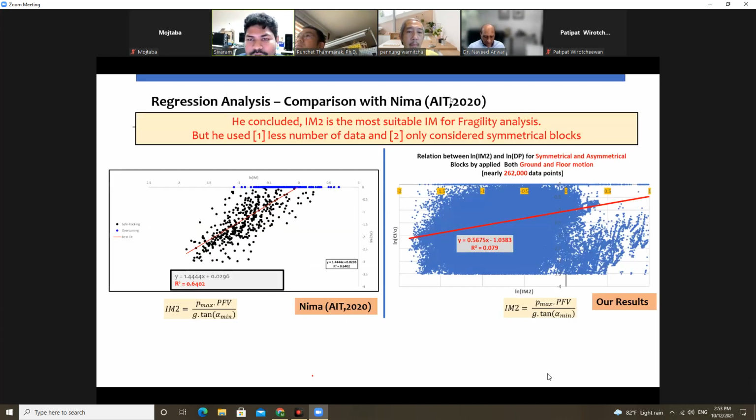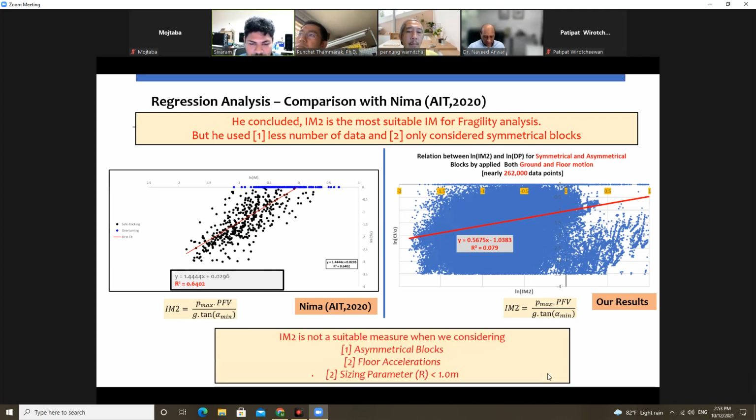And this is the comparison with our last year senior. He has only a small amount of data, and I am not sure whether he used it only for the ground acceleration or floor acceleration. But here we consider both ground and floor acceleration, and it's almost 0. So intensity measure 2 is not the best match for considering all types of blocks. So here I am regretting that the intensity measure 2, which our senior chose as the best measure, is not suitable, considering we also consider the asymmetrical block, and a lot of floor accelerations, and sizing parameter less than 1.0 is also not valid for the intensity measure 2.